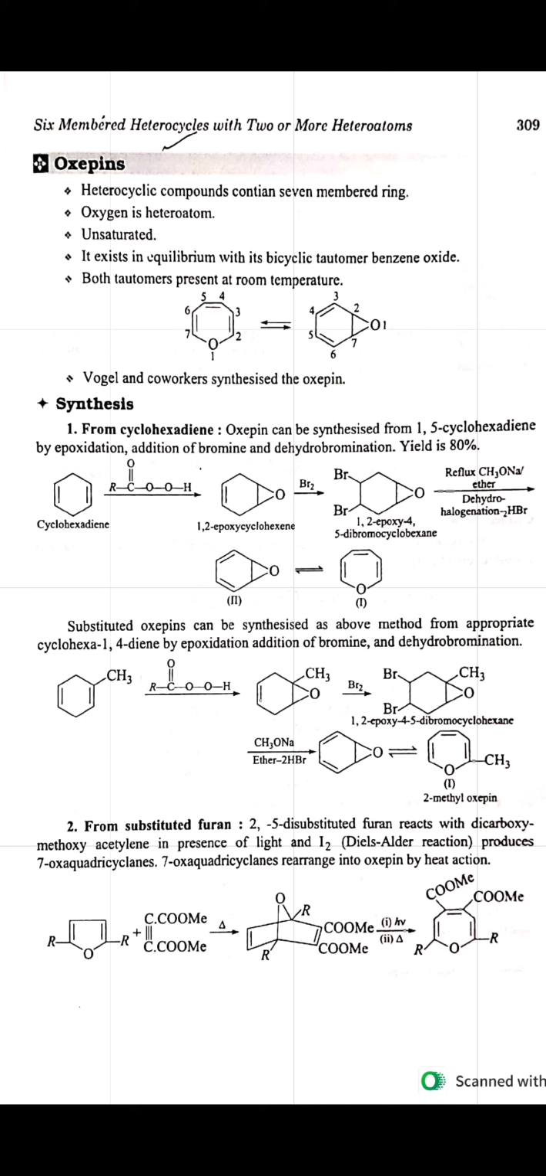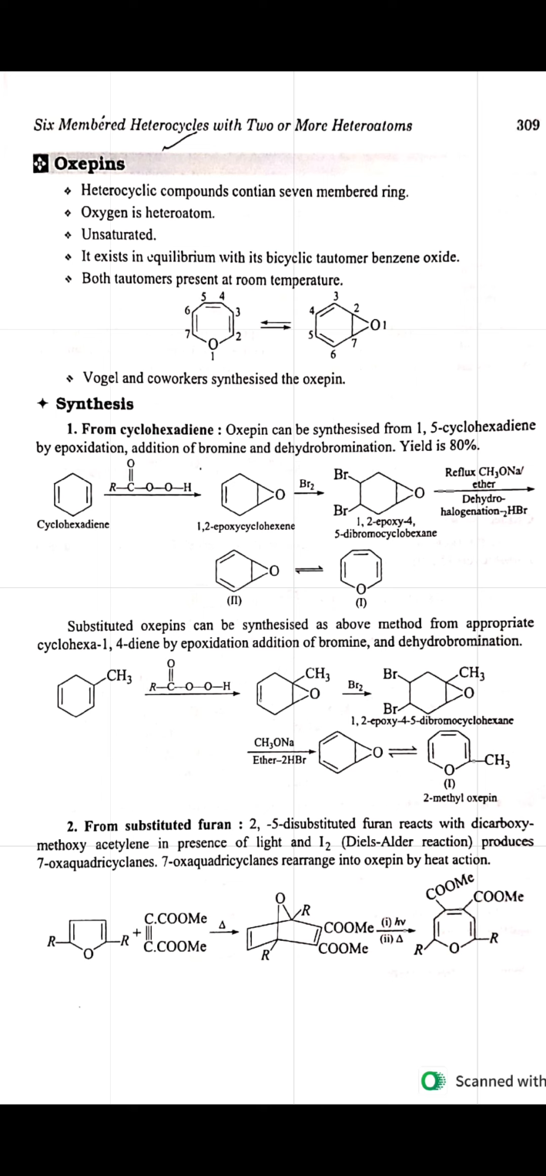You can see this compound treated with peroxide gave the epoxide. Further treatment with molecular bromine gave the dibromo epoxycyclohexane. Further treatment with sodium ethoxide in ether gave the epoxide, which is in equilibrium with the 2-methyl oxepine.